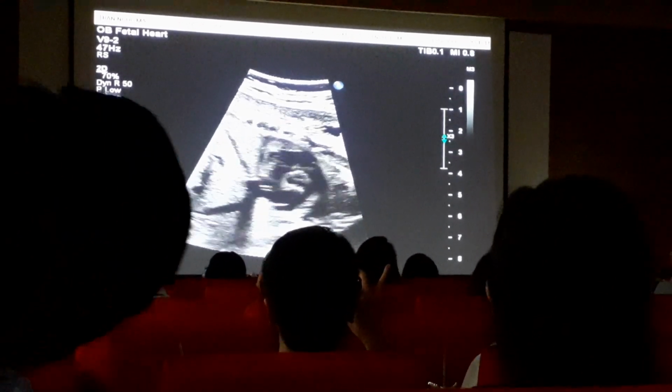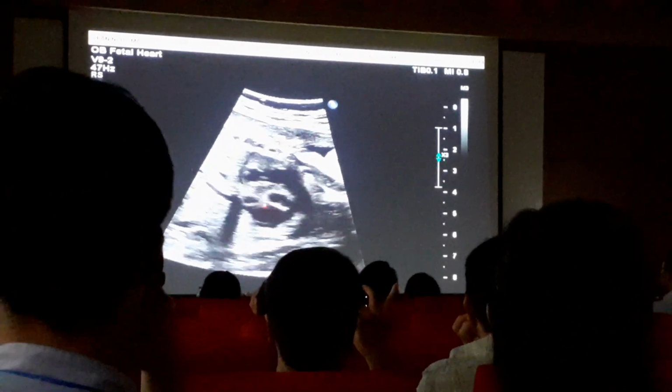The atrial septum and sagittal looks like it's flapping from right to left.